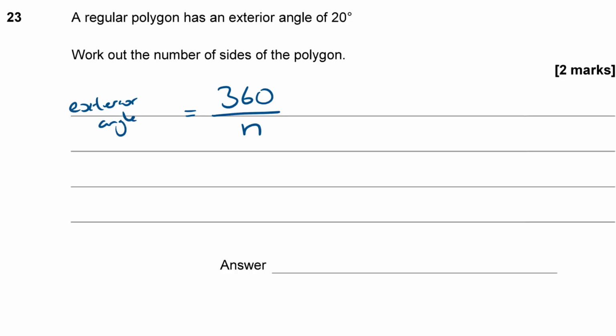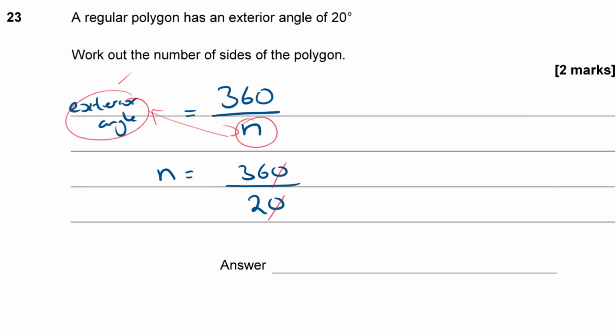Now here we know the exterior angle and we want the number of sides, so we can just cross multiply these. Switching these two around, we get n is equal to 360 divided by the exterior angle, which is 20. So cancelling those out, 36 divided by 2 is 18. So this polygon has got 18 sides.